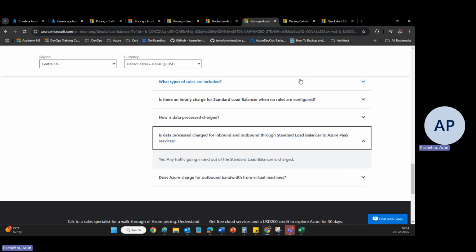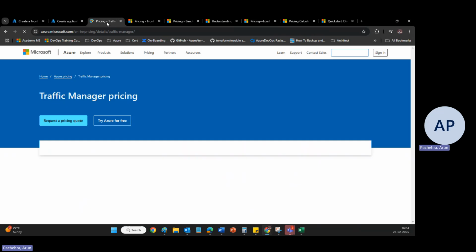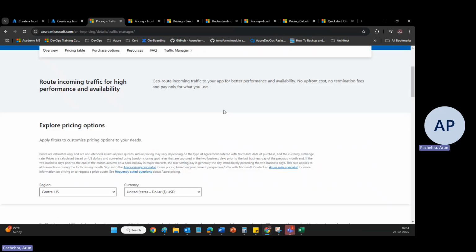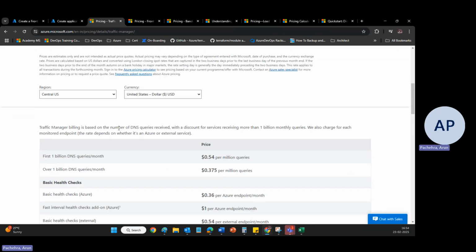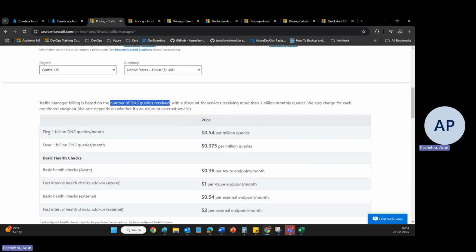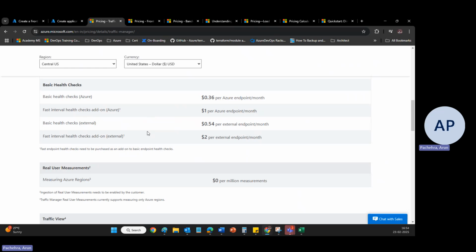Okay. So the third is Traffic Manager. Now, Traffic Manager pricing. Traffic Manager is billed based on the number of DNS queries received, with a discount for services receiving more than 1 billion monthly queries. The point is the number of DNS queries and the health checks. First billion DNS queries per month. So the pricing of Traffic Manager is based on the number of DNS queries and the health checks it does for the backend endpoints.